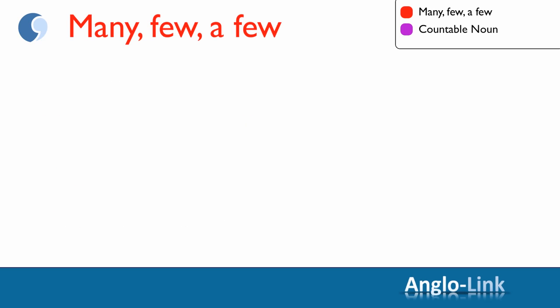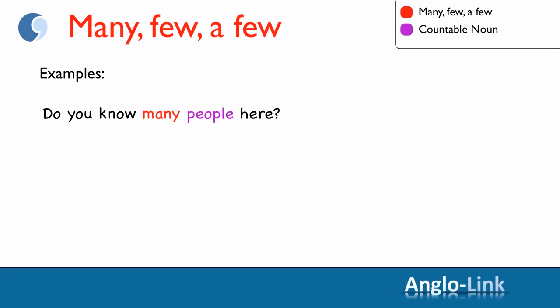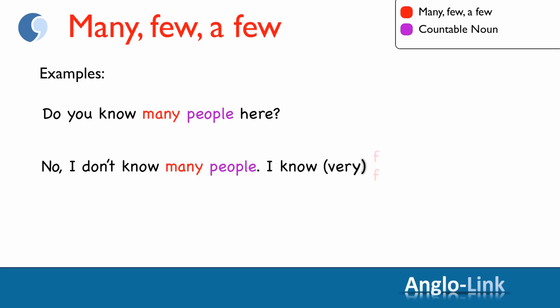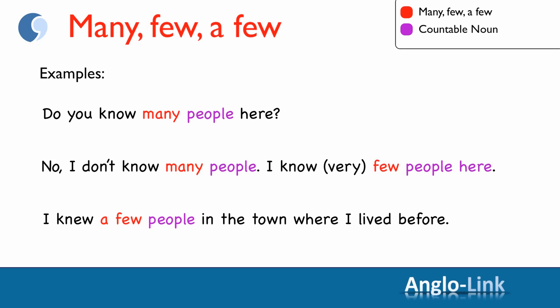Let's look at them in sentences. Do you know many people here? No, I don't know many people. I know few people here. Or I know very few people here. I knew a few people in the town where I lived before.